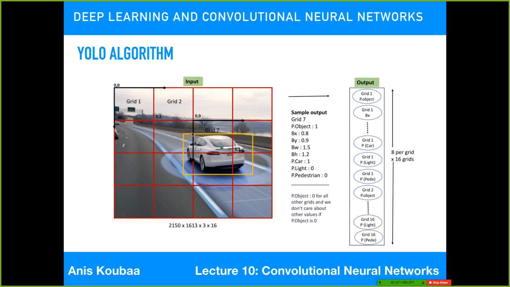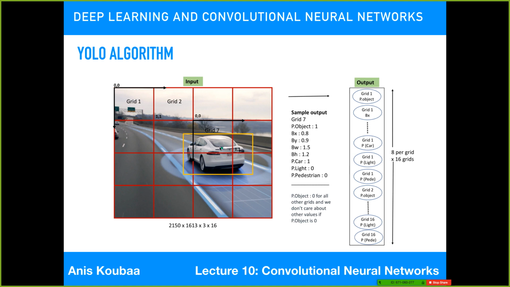But let's look at grid 7. So this is the origin of grid 7, 0, 0, and this is 1, 1. Grid 7 is going to provide an output vector like this. The probability that there is an object will be 1, because there is a car detected inside this grid. And then it will give you the bounding box coordinates 0.8, 0.9. Look, this is the point here. It's located at 0.8 on the x-axis and 0.9 on the y-axis.